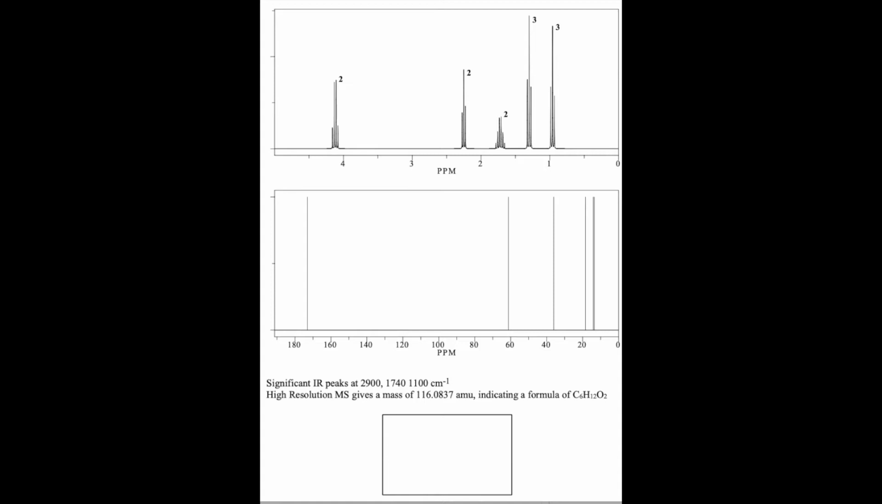All right, so the first thing I'm going to do here, again, is just count the number of resonances. 1, 2, 3, 4, 5 resonances. And that means I have 5 unique types of hydrogen.